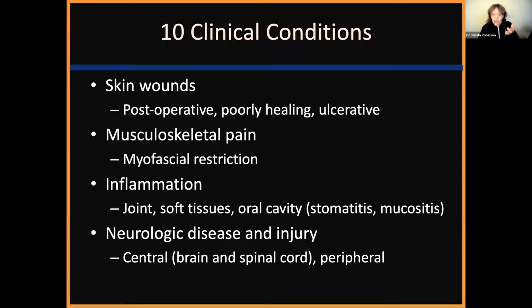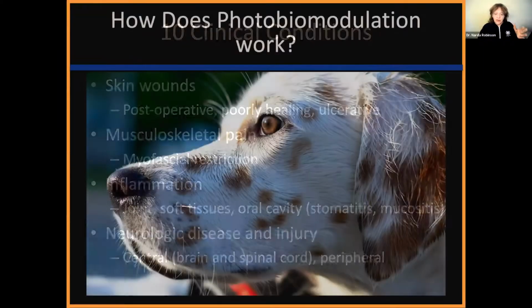So central and peripheral problems, whether it be traumatic brain injury. In humans, it's been looked at a lot with degenerative conditions like dementia, and also spinal cord injury, which is very important for us with the small animals. So disc disease, and then peripheral nerve regeneration.